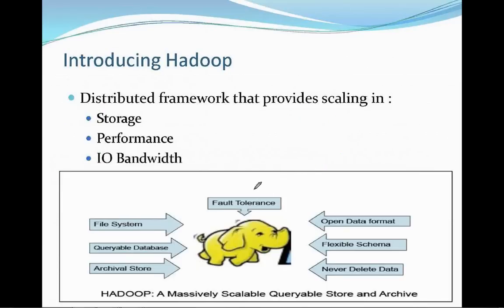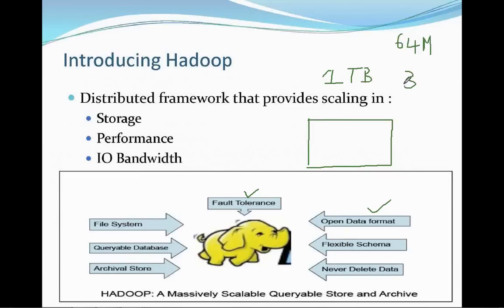There are other characteristics associated with Hadoop, that is fault tolerance, open data format, flexible schema and so on. So what is fault tolerance? Suppose you have a file, let's say the file size is 1 terabyte. You have kept the block size as 64 MB and the replica factor as 3.